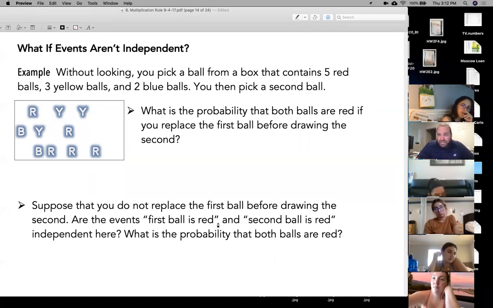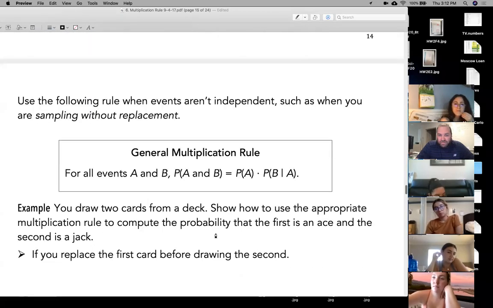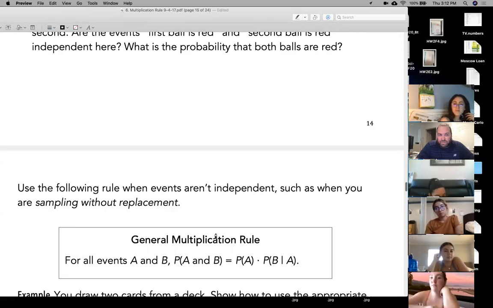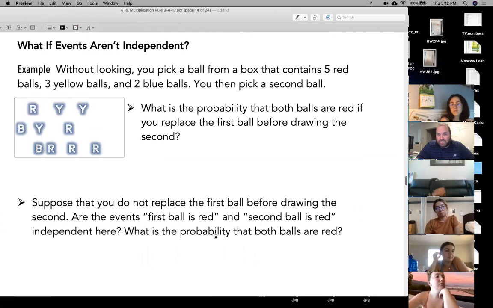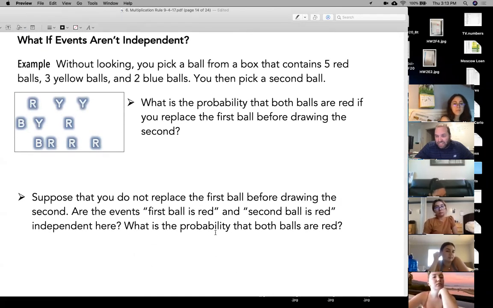Anyway, quickly, what if events are not independent? Well, unfortunately, we're not going to have time to do this. We only have 3 minutes left of class. So we didn't quite finish the last 2 slides. We will finish them on Tuesday. And again, the exam is scheduled for this coming weekend.